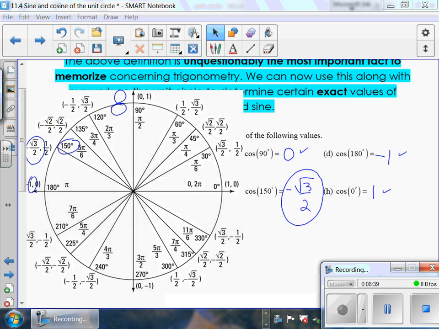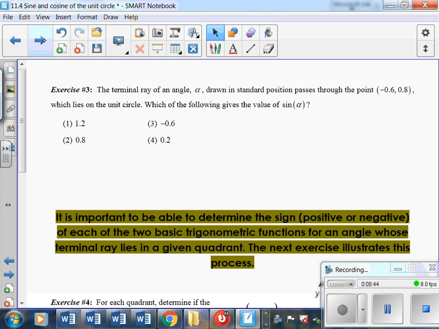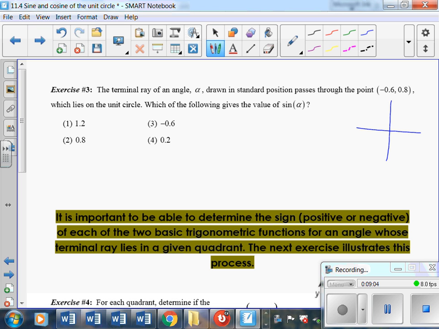And now we can move on to exercise 3. The terminal ray of an angle alpha, drawn in standard position, passes through the point -0.6, 0.8. Now, can we figure out what quadrant that is? That's not what the question is asking us, but I always like to visualize where my angles lie. So if I have a negative x value, I have a positive y value. A negative x value means I'm moving in this direction, and a positive y value means I'm moving in this direction. So a negative, positive is going to be right here in the second quadrant.